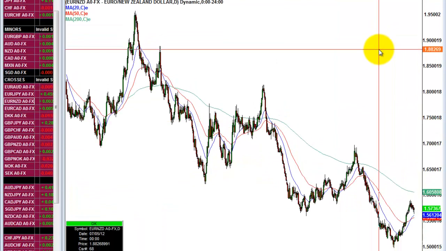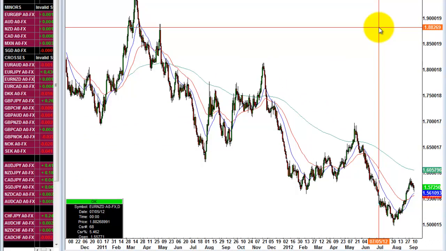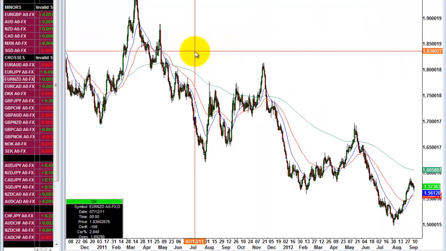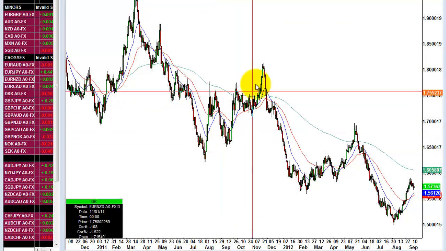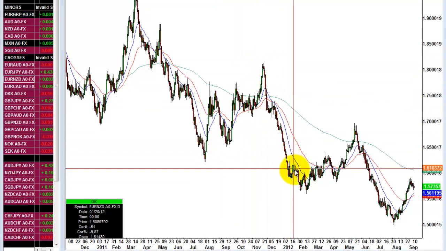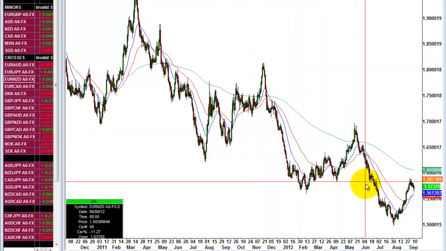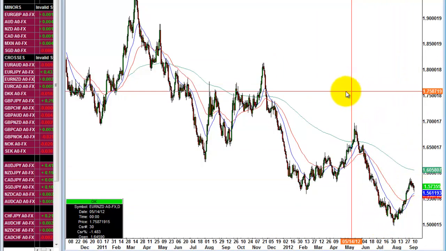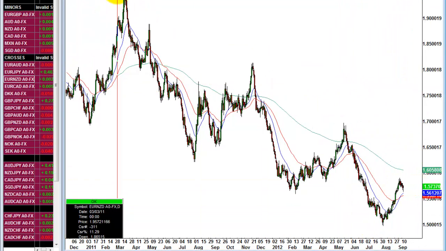Let's take the cross-currency pair Euro-New Zealand, for example. We can see that we've got fantastic cyclicity here. We've got lower highs and lower lows, lower peaks, lower troughs, lower peaks, lower troughs, lower peaks, which is fine. We could probably get a trend line out of that as well.